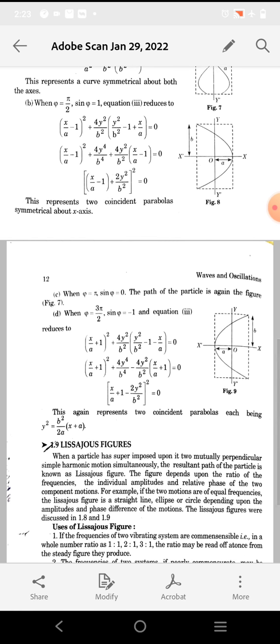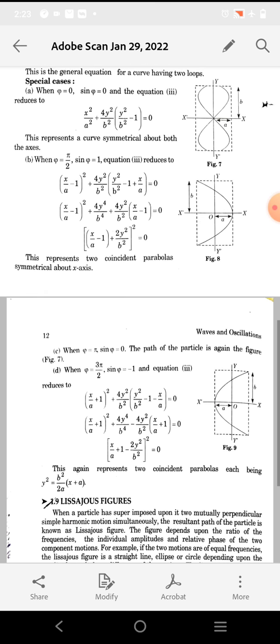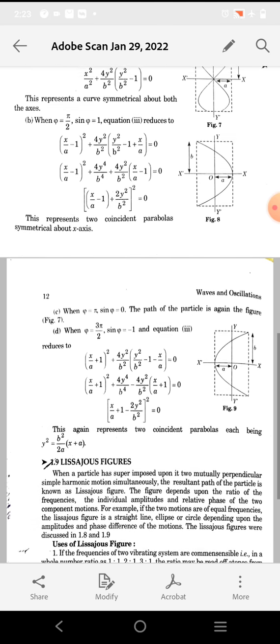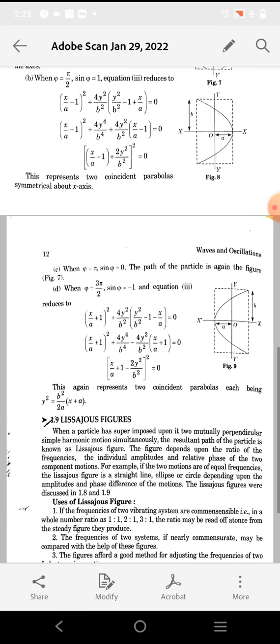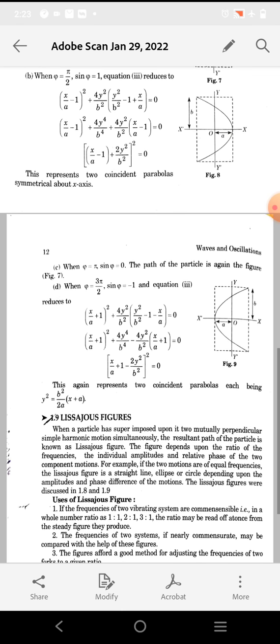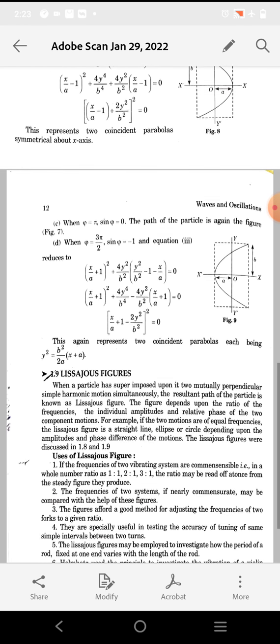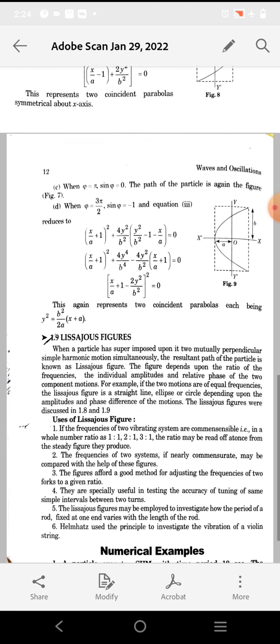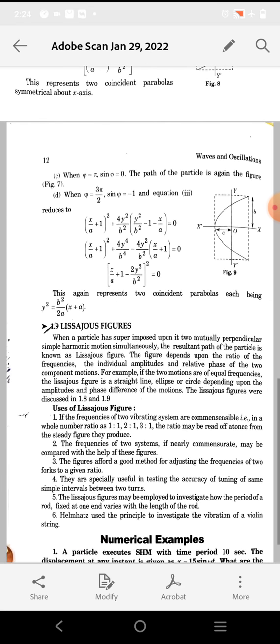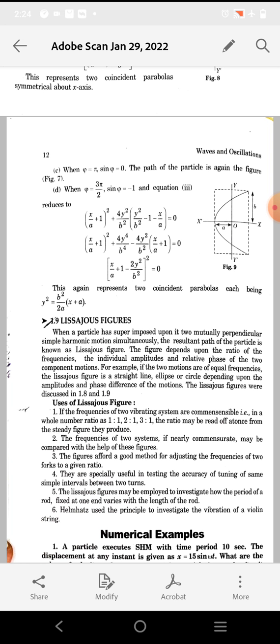When pi is equal to 180 degrees, sin pi is equal to 0. So the path of the particle is again a figure of 8, that means loops, a symmetrical curve. Then when pi is equal to 3 pi by 2, sin pi is equal to minus 1. Again we reduce the path to two parabolas, coincident in opposite directions. So y square is equal to b square by 2a of x plus a. This represents a parabola, again two coincident parabolas, in the positive direction and also the negative direction.